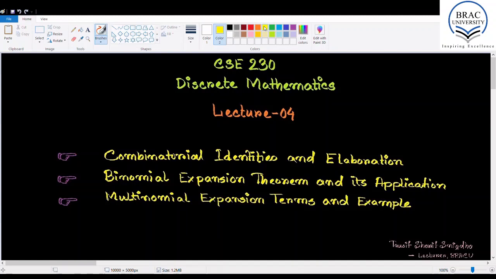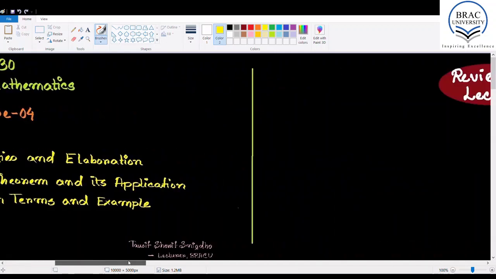In this lecture, we are going to learn about some combinatorial identities and see their elaboration. We'll know about binomial expansion theorem, see its proof and application, and we'll know about multinomial expansion terms, how to determine multinomial expansion terms and see some examples.